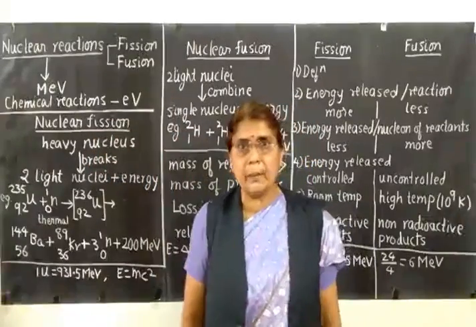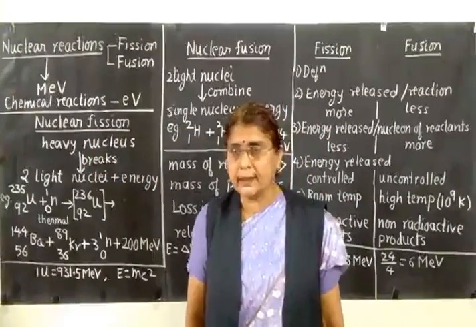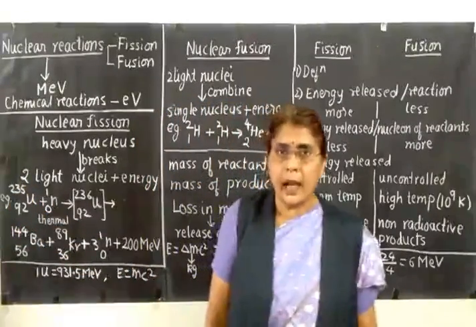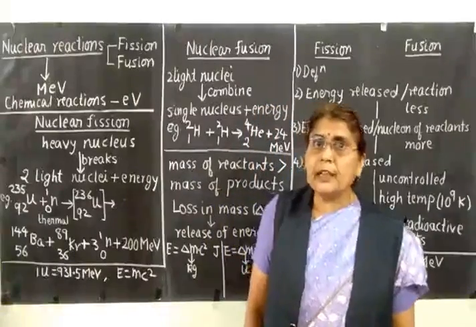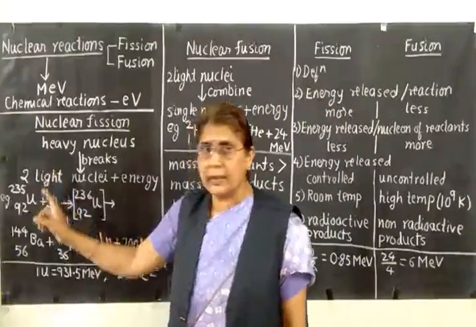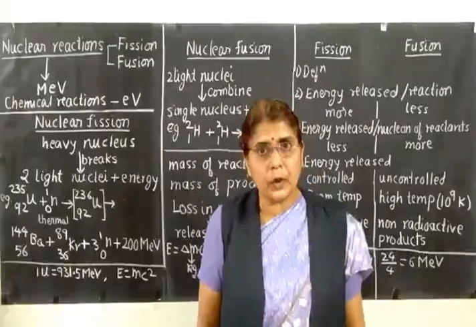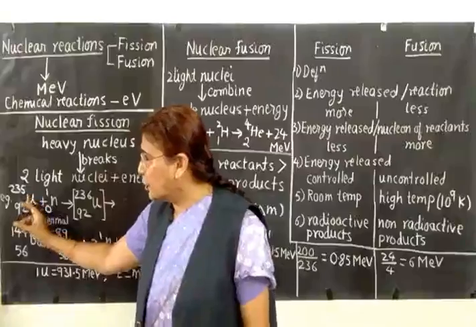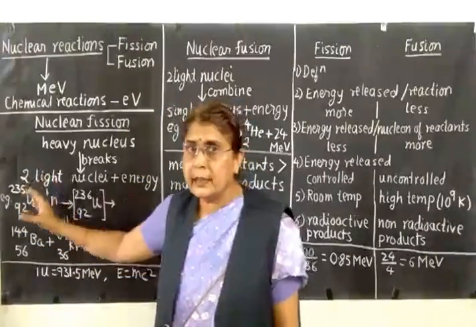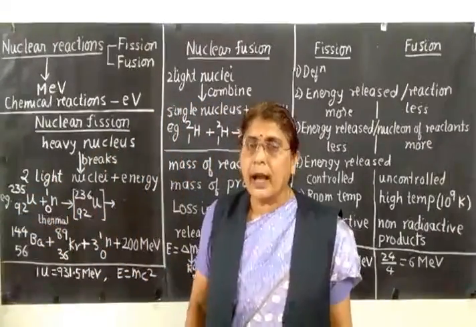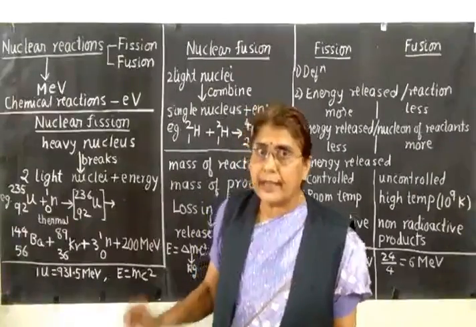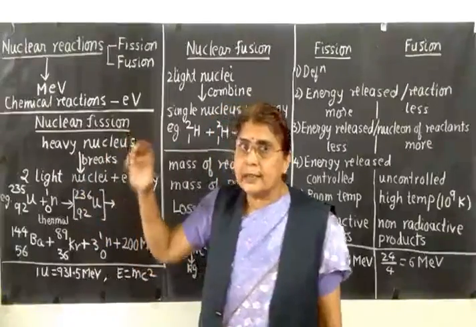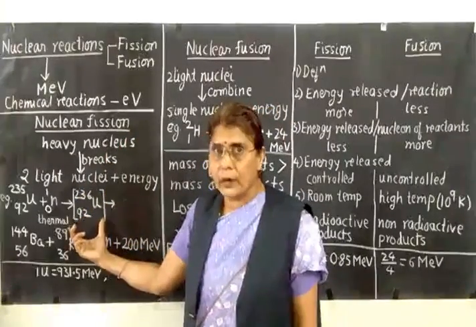Let us take the example of a uranium nucleus. It is represented as 92U235. Now, let us bombard it with a thermal neutron, 0n1. Thermal means the energy of the neutron is less than 1 electron volt. If you bombard this uranium with a neutron, it will capture the neutron and become unstable. After capturing the neutron, it becomes 92U236. Because it is unstable, I have shown it in a square bracket.